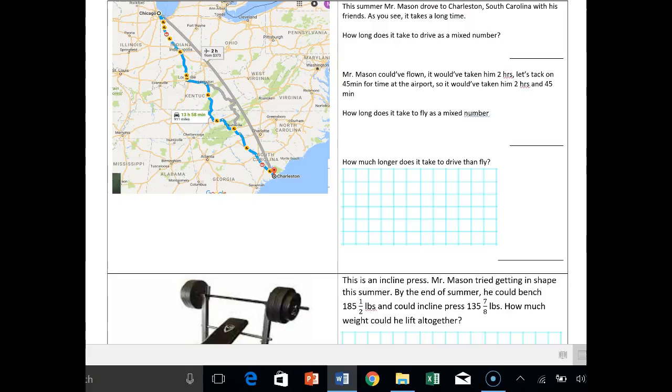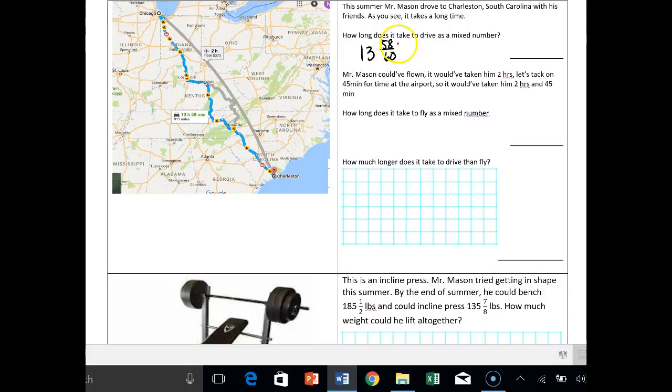So here's another problem. This summer, Mr. Mason drove to Charleston, South Carolina, all the way down here with his friends. As you can see, it takes a long time. Here's Chicago, and here's the drive. It takes 13 hours and 58 minutes. So think about that. As a mixed number, that's 13 whole hours, and then 58 minutes, we can say is 58 out of 60.